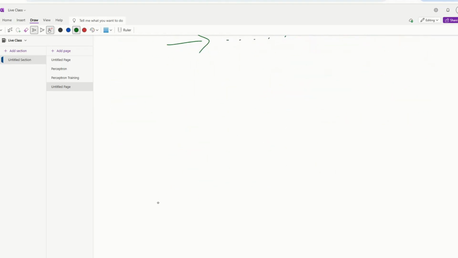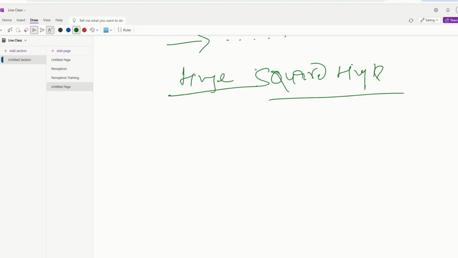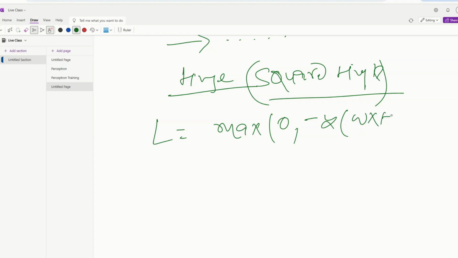There's another variation of the Hinge function. It is called the squared Hinge function. I'm not going to cover that. This is your task: you just find out the squared Hinge function. In this case, loss is written like this: max of 0, minus y into (w x plus b). Okay, we do just the square of this term. We just apply a square.